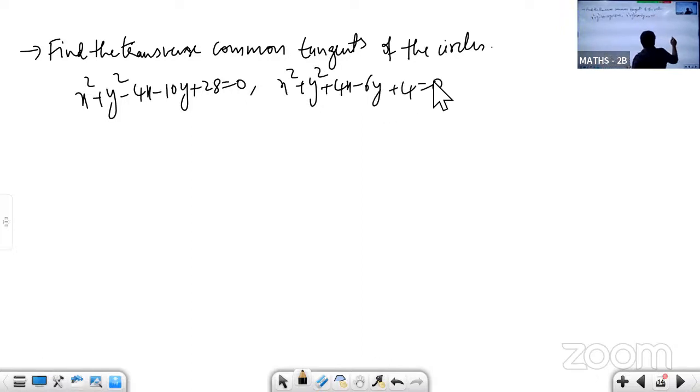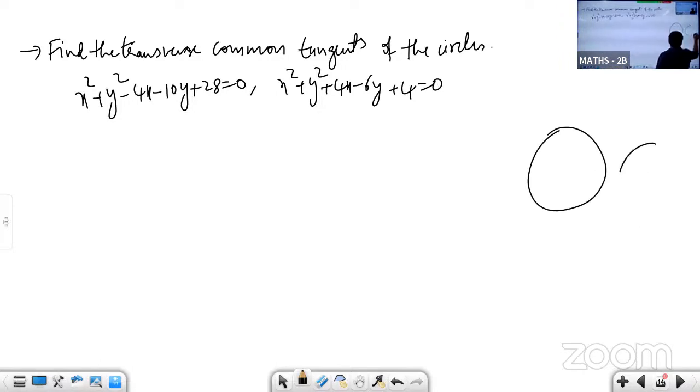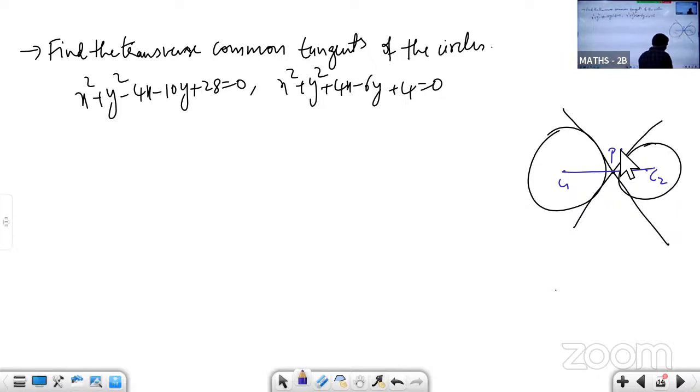Transverse common tangent will exist when the circles are apart from each other. These are your transverse common tangents. Here this is circle C, center C1, center C2. If I join them, this is the point of intersection of the transverse common tangents. So now P divides C1C2 internally. For direct common tangents, the point P divides C1C2 externally, we say, no? That is the external center of similitude. Now here it is the internal center of similitude. Is it clear? So now see the solution.